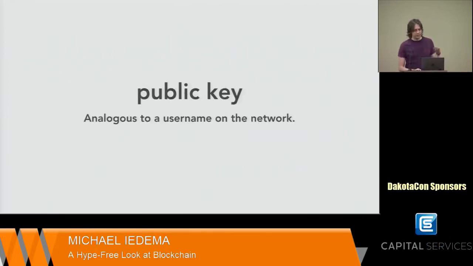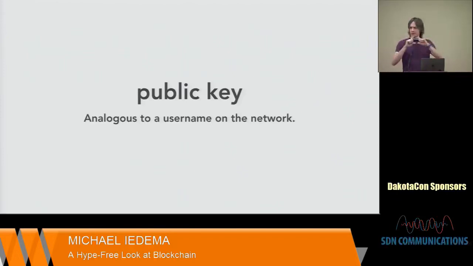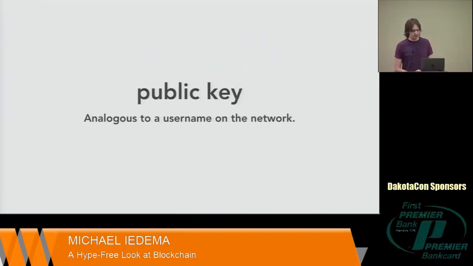The public key is something like your username on the blockchain network. That's what people send messages to. If you've seen "donate Bitcoin" buttons or sections on a website, it's a really long string of random characters. That's the public key, and that's their address on the network. That's their username on the network.